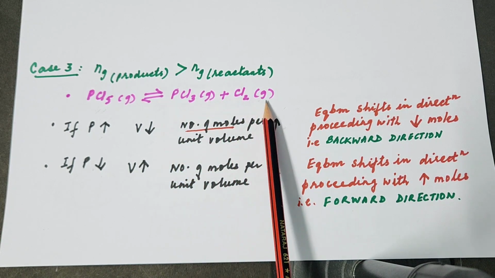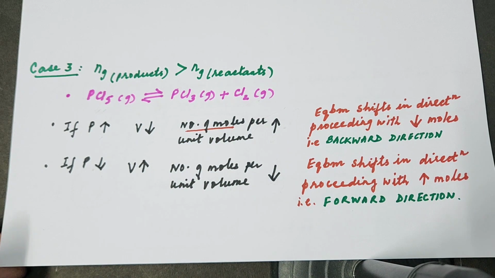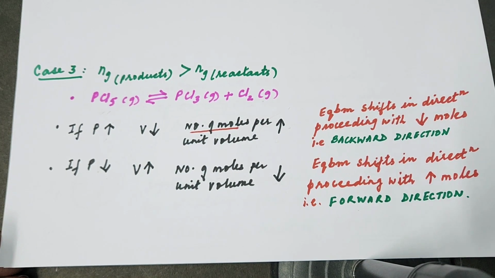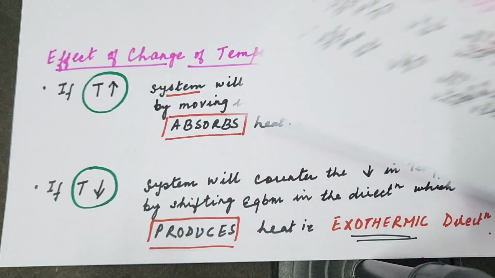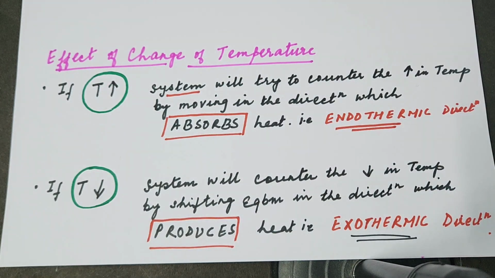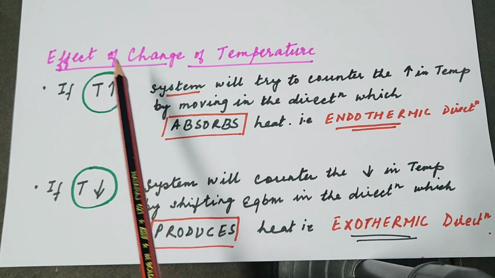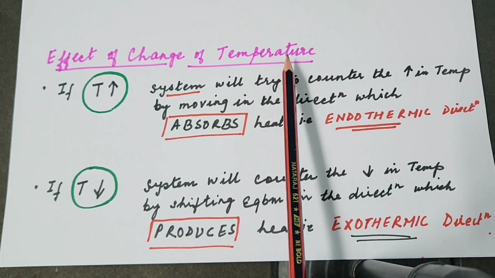The moles are increasing in the forward direction, and therefore the system will try to regain equilibrium by shifting in the forward direction till the number of moles attains the same status as was present at equilibrium point. Now let's study the effect of change of temperature.